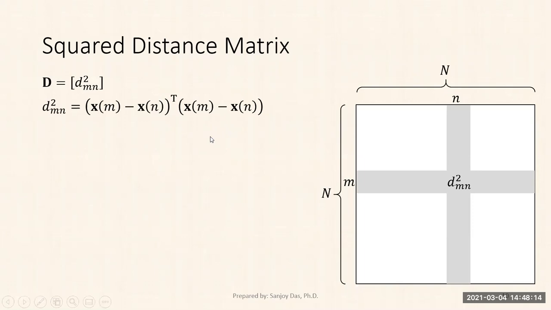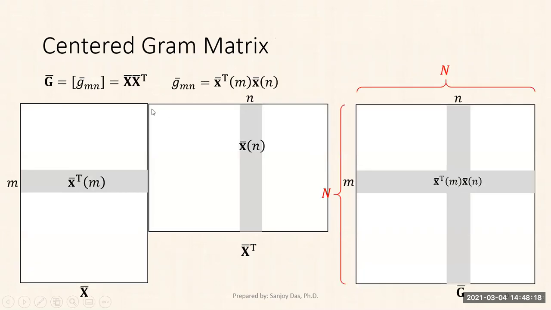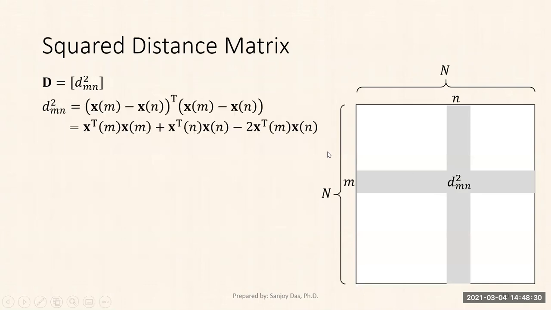not to be confused with the Gram matrix. The Gram matrix, at the same place, we have x bar transpose m xn. Okay, and here in the distance matrix, it's different. This is the distance between them squared.